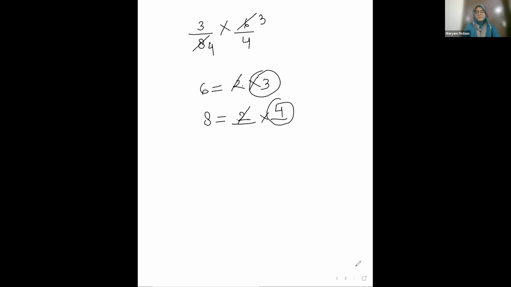But in my book, the answer for this question is 18 by 32. In your textbook or in your notebook? In your notebook. So you have to reduce it to the simplest form, right? 3 threes are 9, 4 fours are 16. See, none of these can be cancelled any further, right? So it is 9 by 16.